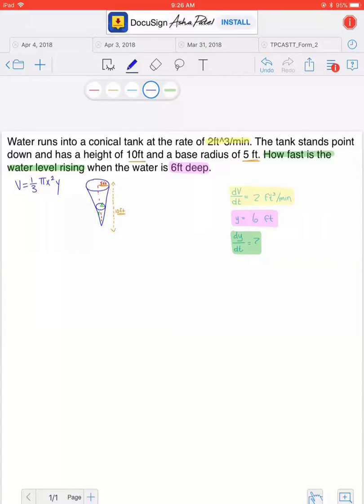Okay, so the problem says water runs into a conical tank at the rate of 2 cubic feet per minute. The tank stands point down and has a height of 10 feet and a base radius of 5 feet. How fast is the water level rising when the water is 6 feet deep?